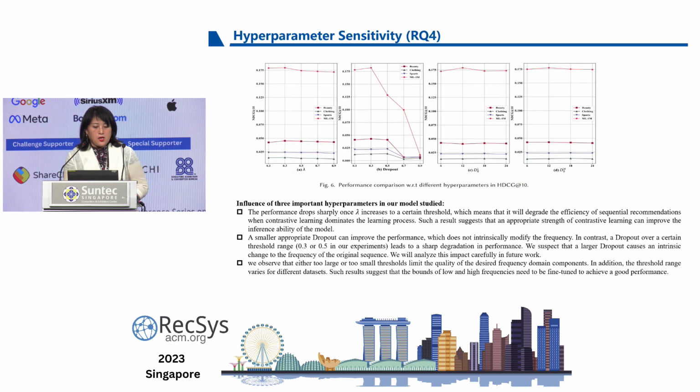Last experiment, we study the influence of different important hyperparameters in our model. The performance drops sharply when the contrastive learning weight increases to a certain threshold, which means that it will degrade the efficiency of sequential recommendation when contrastive learning dominates the learning process. Second, a smaller appropriate dropout can improve the performance. In contrast, a dropout over a certain threshold leads to a sharp degradation in performance. So we suspect that a larger dropout causes an intrinsic change to the frequency of the original sequence.